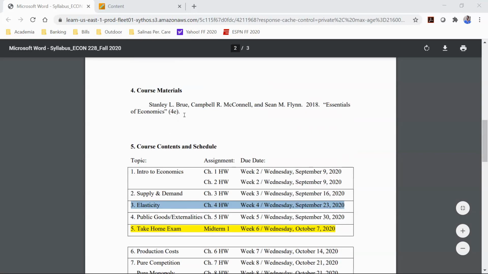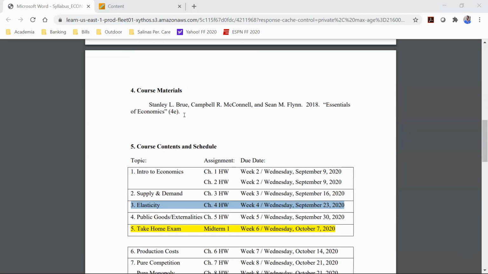So I extended the deadline for the first week's homework assignments, right? For the chapter 1 and chapter 2 homeworks. And all the homeworks that have been assigned are due today. I think most students have turned those in.